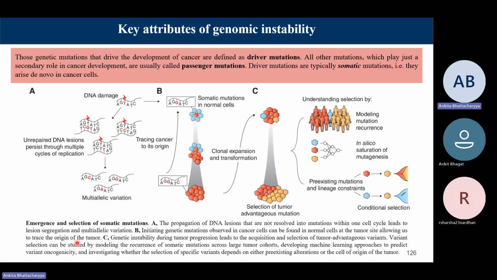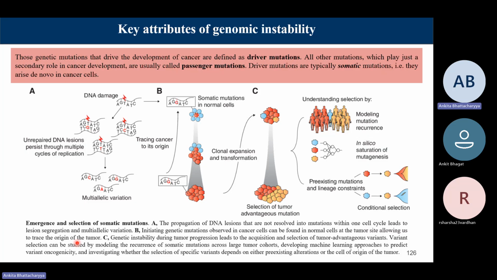Third, in section C, you can see that the genetic instability during tumor progression leads to the acquisition and selection of some tumor advantageous variants. Variant selection can actually be studied by modeling the recurrence of somatic mutations across large tumor cohorts, developing machine learning approaches to predict variant oncogenicity, and investigating whether the selection of specific variants depends on either pre-existing alterations or on the cell origin of the tumor.